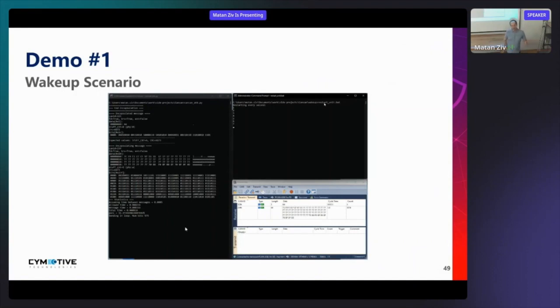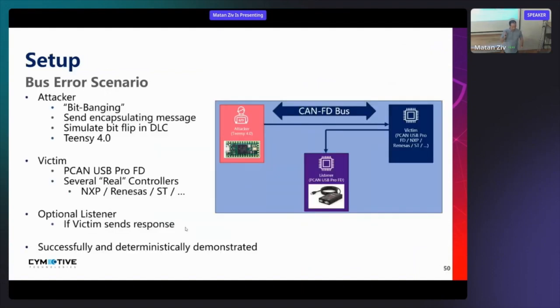So this was the wake-up scenario. A more interesting scenario is the bus error, because with a bus error, supposedly the protocol is trying to handle the case of errors on the bus. Now, how was this checked?